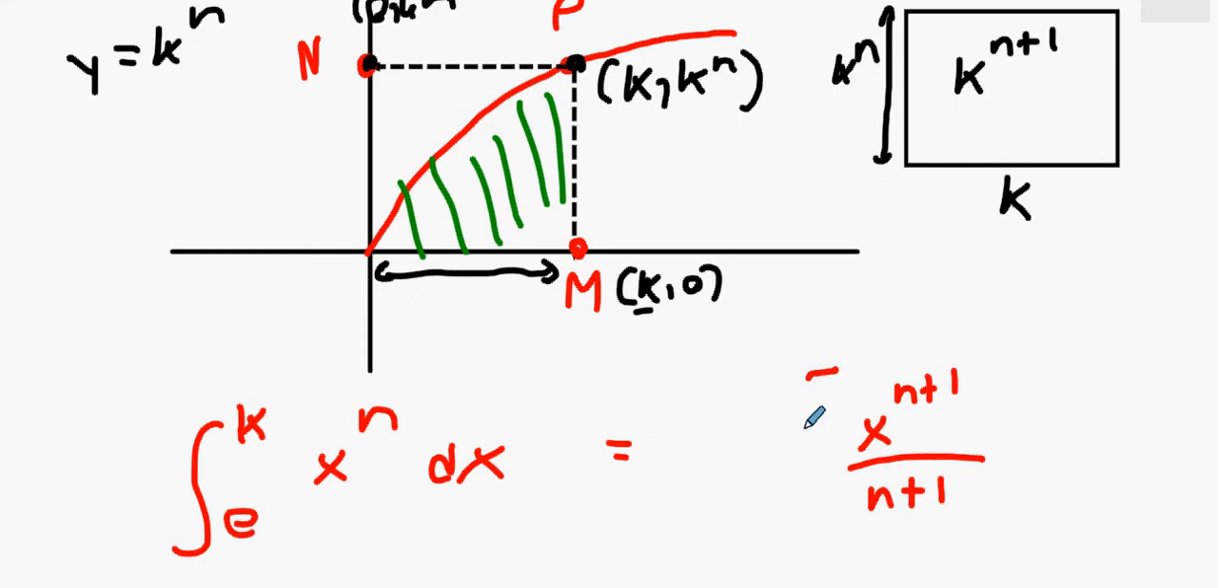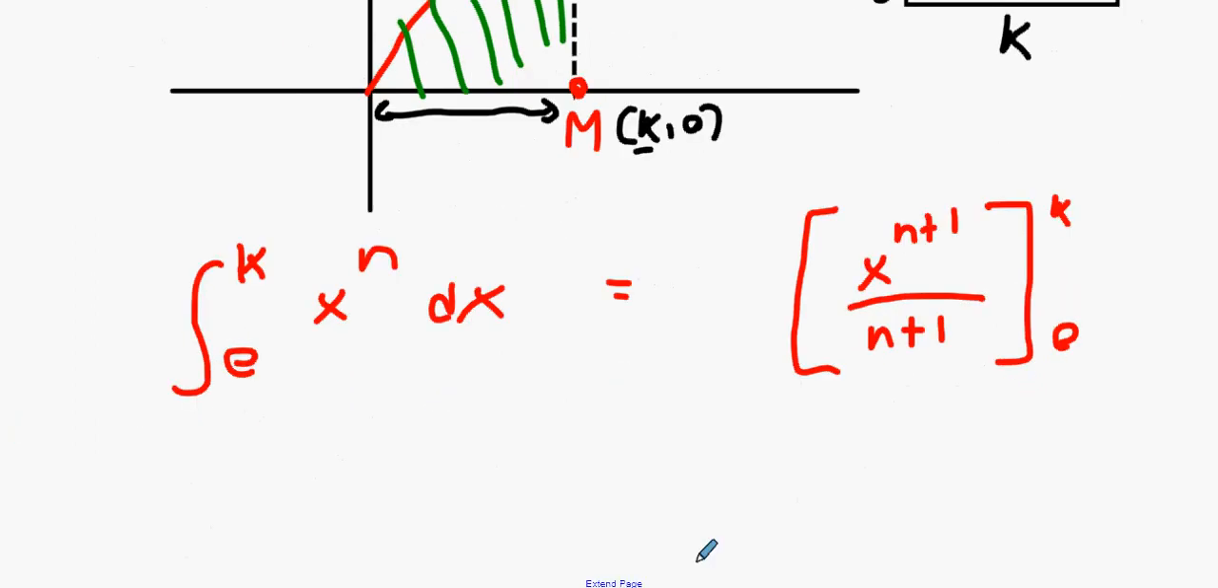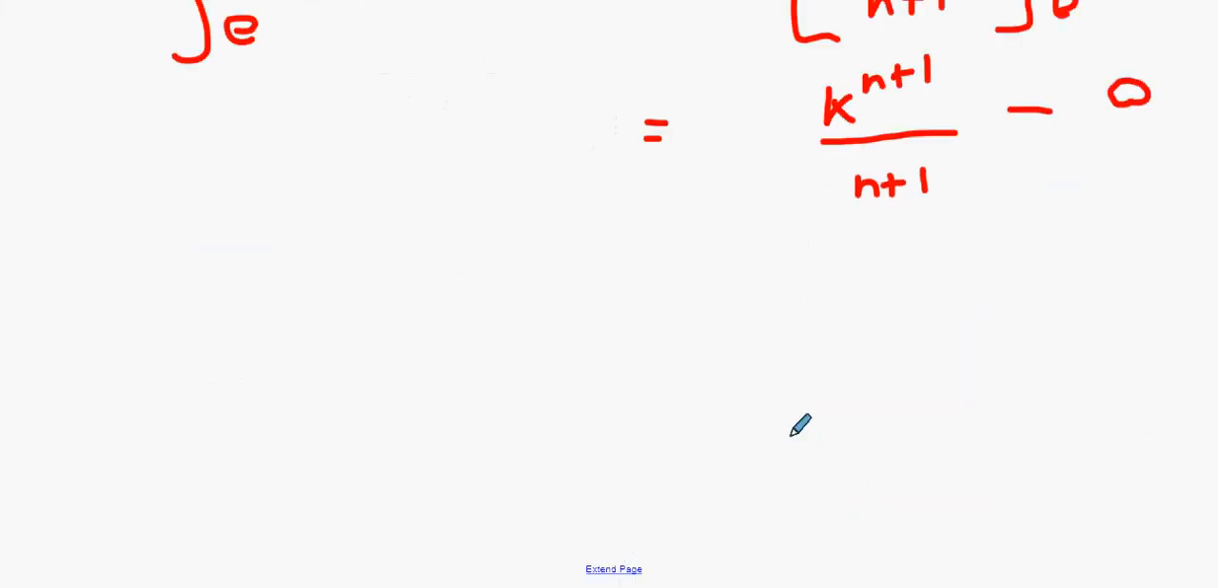And you integrate from 0 to K. So anywhere you see an x, replace it with K. So what do you get? K to the n plus 1 over n plus 1 minus 0. Factorize out. What do you factorize out? What is it?